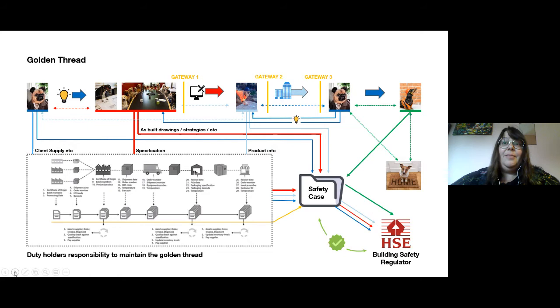So that is the diagram that explains the golden thread and how all of these elements and the government's proposals fit together. So if we just move on to the final slide.